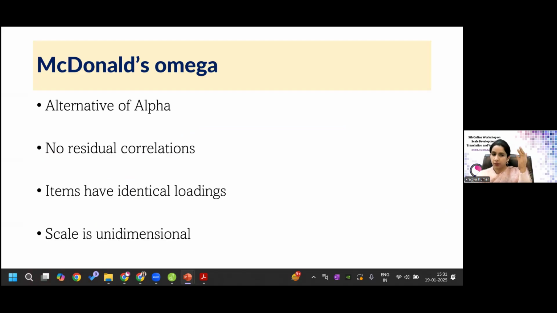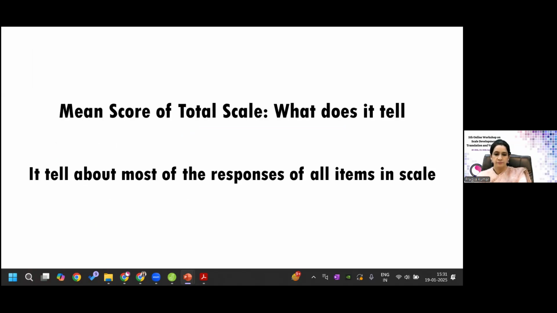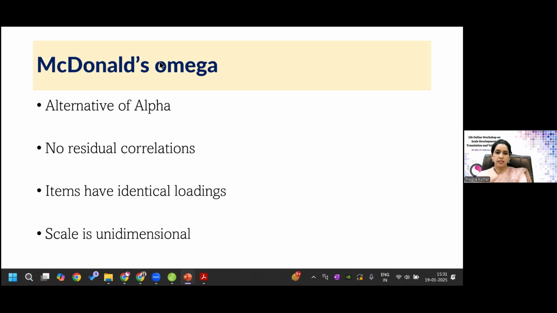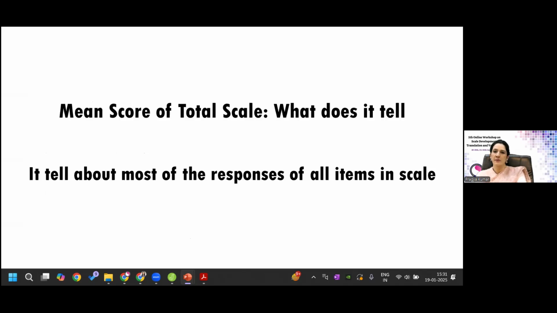So there's something known as the McDonald omega, which is also like alpha. This is a better measurement of the internal consistency. I'm not telling you the detail of this because then you will be confused regarding these points. So just remember that McDonald omega is a better way of reporting the internal consistency, but you can report both alpha and omega, Cronbach alpha and McDonald omega.